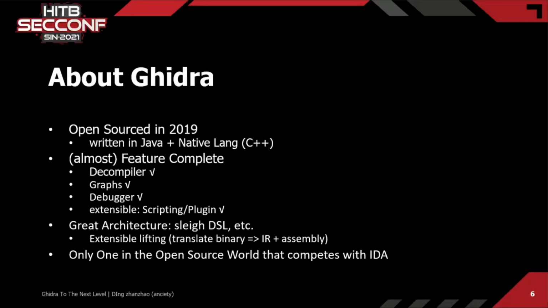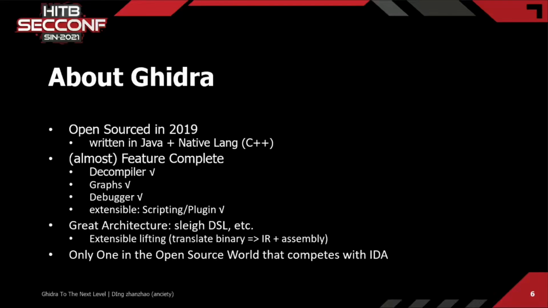Let's get back to the point. Ghidra was open sourced in 2019, written in Java and native languages such as C++. It actually has not fixed the native languages you can use, since Java interacts with the native language through an RPC protocol. This will be talked about in detail when we get to the Ghidra decompiler internals part. What I care about is that Ghidra has an almost complete feature set. That is, we have the decompiler working, graph view working, debugger working. This is not a complete list. In short, most of the things you might expect in IDA are just there in Ghidra.